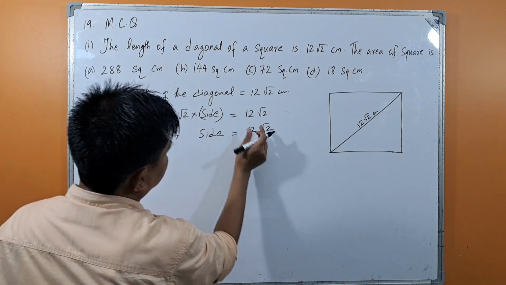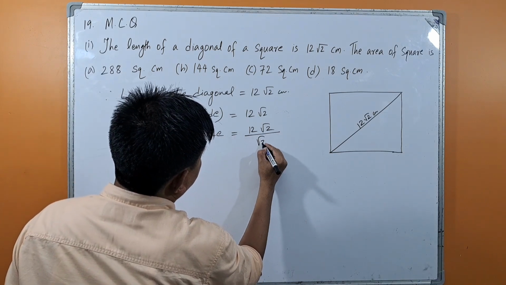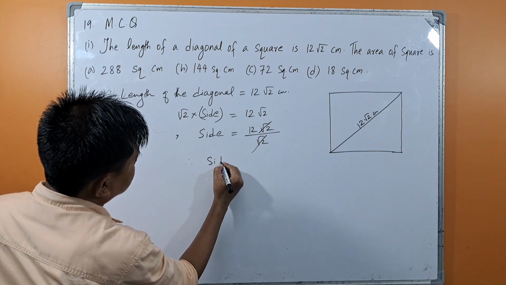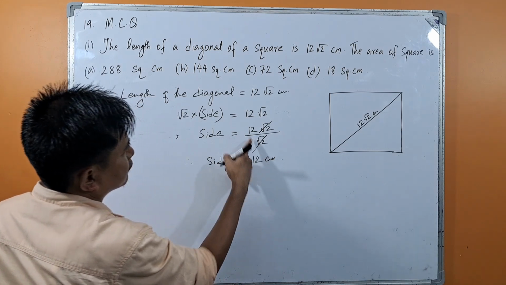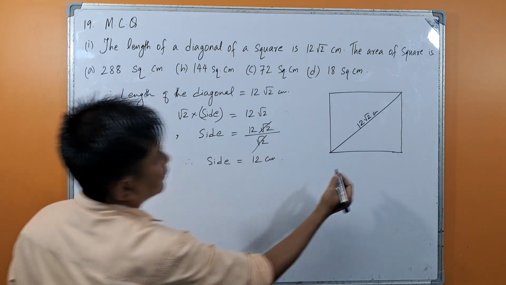12 root 2 we have here. This root 2 will go to the denominator by cross multiplication. This root 2 and root 2 cancels out. Therefore side of this square is 12 centimeter, isn't it? 12. Now we can find the area of this square, okay, because we know the side.